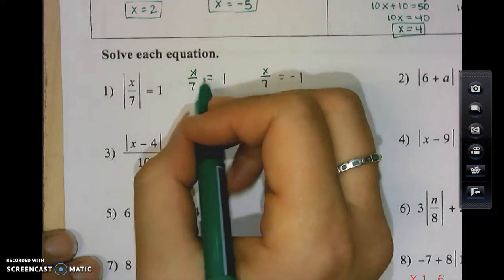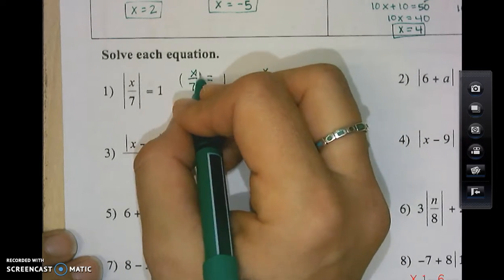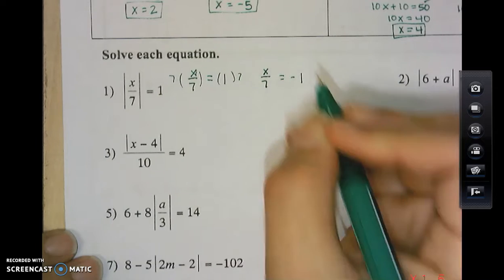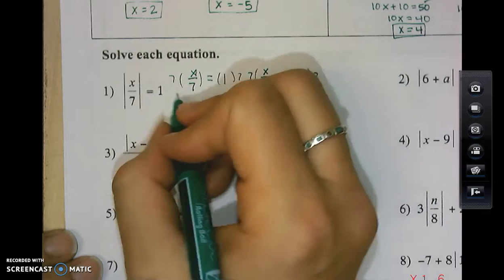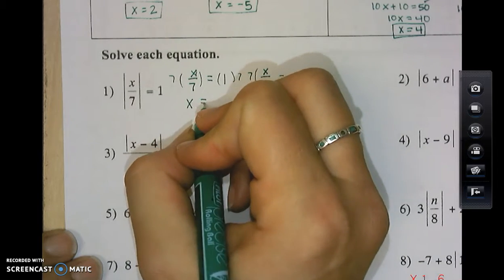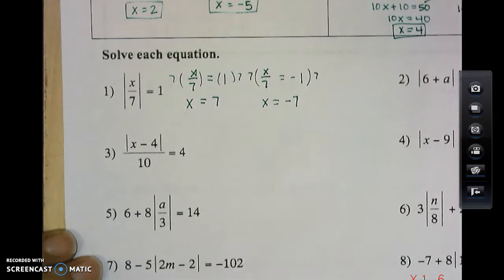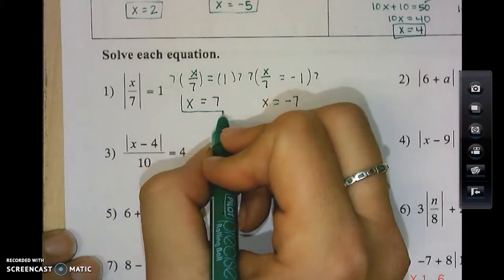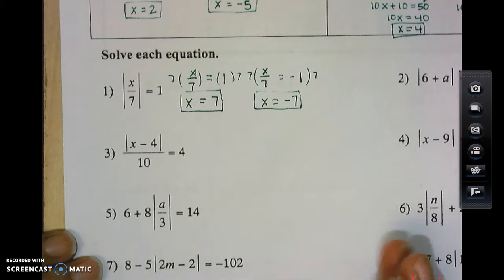So I'm going to solve this one first. To get rid of a divide, we do the opposite. So we multiply both sides by 7. And we're going to do the same thing over here. We're multiplying both sides by 7. So this becomes x equals 7. And this one becomes x equals -7. Again, two answers for each problem. Okay, I'm going to let you work on number 2.